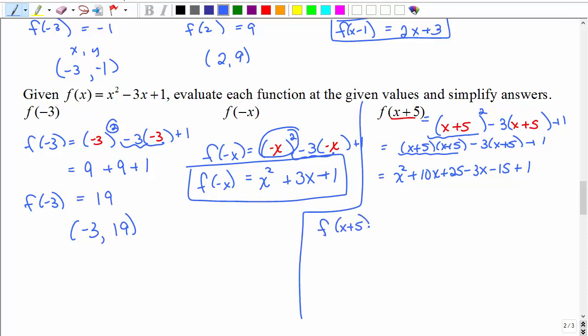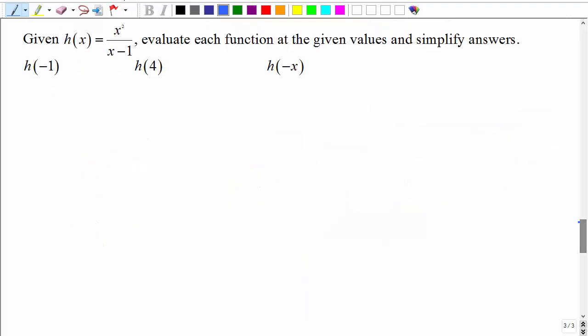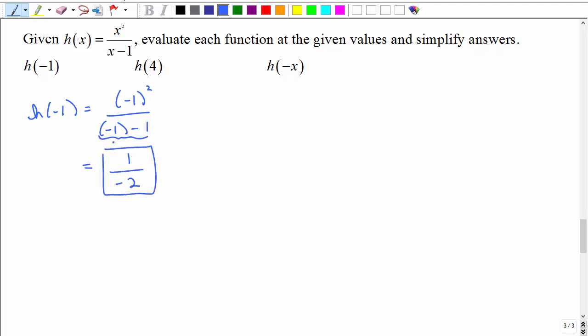So f of x plus 5 is x squared. And then 10 minus 3 is 7x. And I've got 25 minus 15 is 10 plus 1. Not solving, just simplifying. Our last example, same idea. Everywhere there's an x, you're going to replace that and then simplify it. So we have h of negative 1. So that's positive 1 on top. That's negative 2 on top. I'm sorry, negative 2 on the bottom.